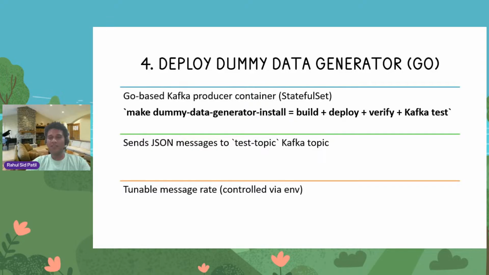Behind the scenes, it builds a Docker image, loads it into the Minikube environment, deploys it as a stateful set using Kubernetes YAML, verifies pod readiness and container logs, and even checks Kafka connectivity using CLI tools within the pod. You can also tune the message rate via a configurable sleep interval in the code. This makes it easy to simulate low or high load for benchmarking.